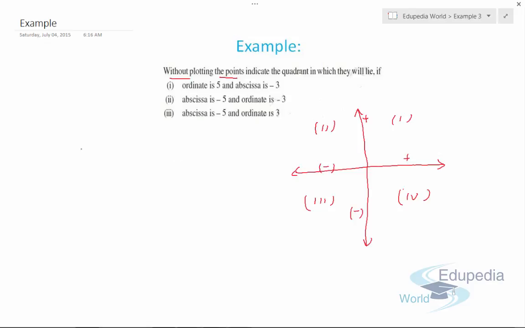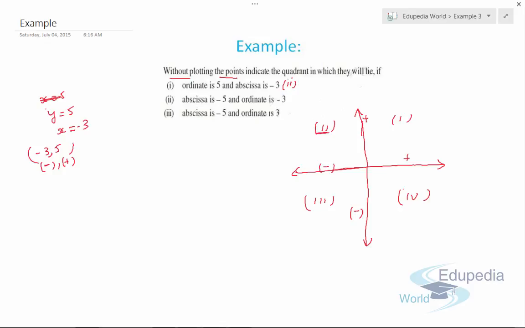So the first question is the ordinate is 5, which means the y part is 5, and the abscissa is -3, so the x is -3. So the point will become (-3, 5). So we can clearly see that the x part is negative and the y part is positive. So this point lies in the second quadrant.